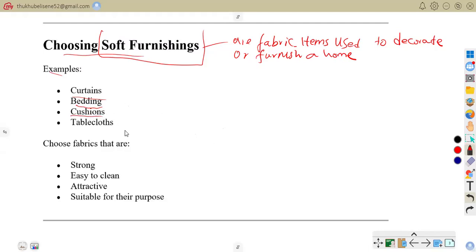Then we have cushions. A cushion is a soft padded item placed on chairs or sofas for comfort and decoration. Then we have tablecloths. Tablecloths are fabric used to cover and protect tables while improving appearance. Now, choosing the right fabric for soft furnishings.